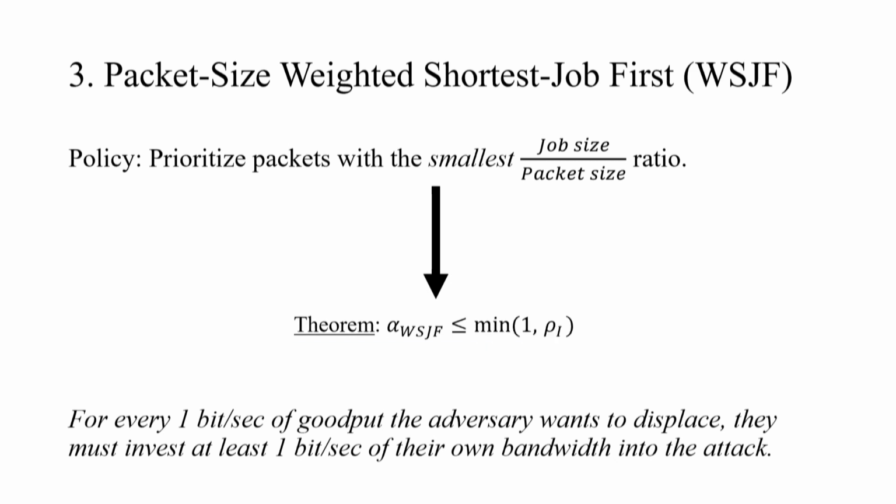We actually show something slightly stronger in the paper. So we can show that the displacement factor under weighted SJF is actually upper bounded by the min of 1 and 1 over rho sub I, where rho sub I is the load on the NF due to innocent traffic. So for example, if the load of the NF was 10%, the attacker would have to put in 10 bits per second in order to displace 1 bit per second of innocent traffic, significantly mitigating the potency of ACAs.